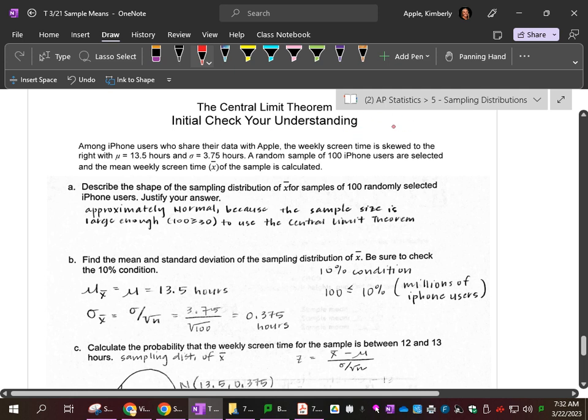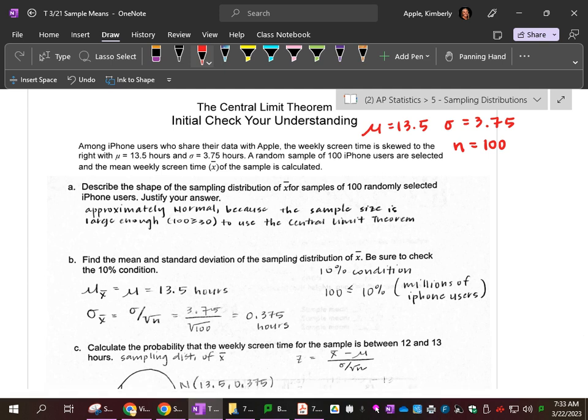The first thing I always like to do is pull out my parameters so I can see them clearly. And then I'll also need the sample size, which is 100. Describe the shape of the sampling distribution. Well, this is approximately normal.